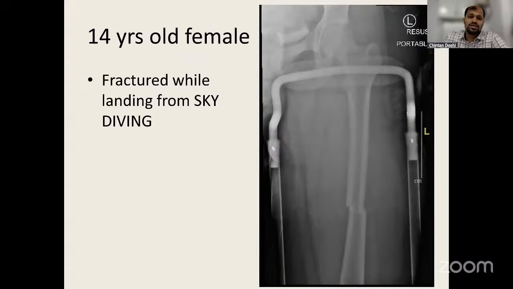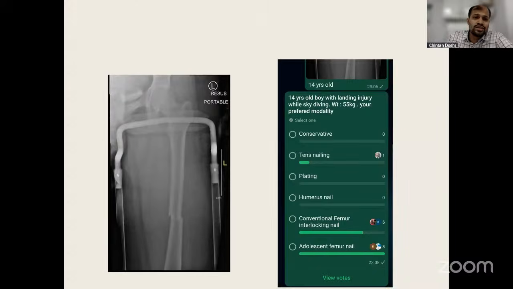This is a case of a 14-year-old girl who had a fall while skydiving; while landing, the foot got stuck, and she sustained this femur shaft fracture. We had this for a poll yesterday, and most of us were between the conventional femur interlock nail and the adolescent femur nail. Definitely both are proper methods of treating it. TENS not so, because we discussed that this kid is about 56 kg in weight.